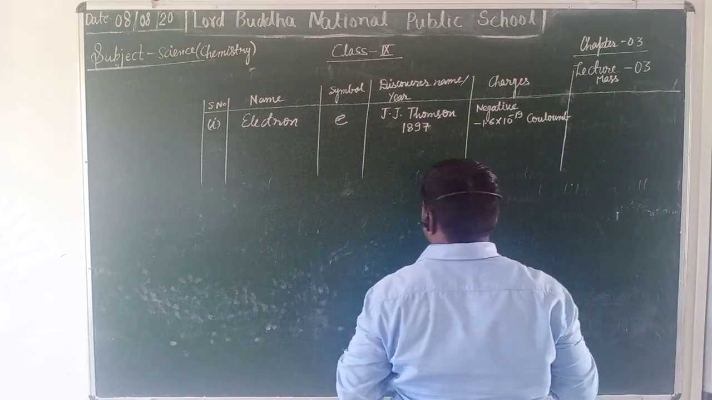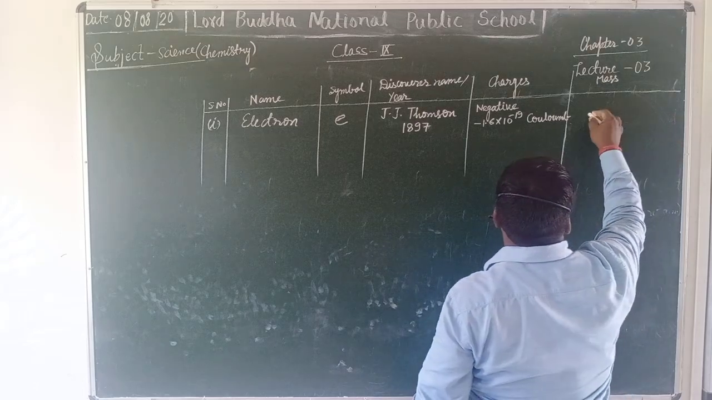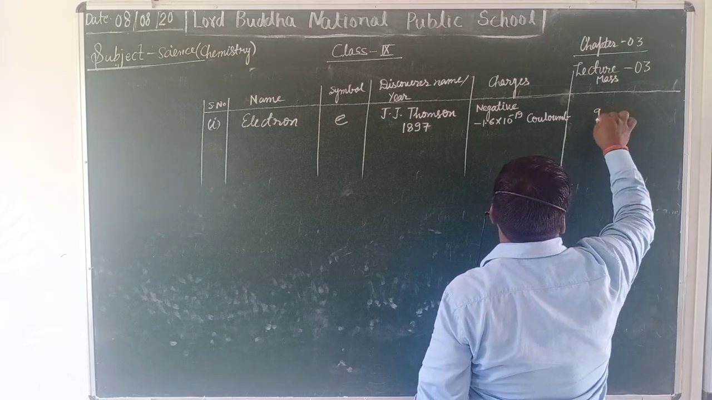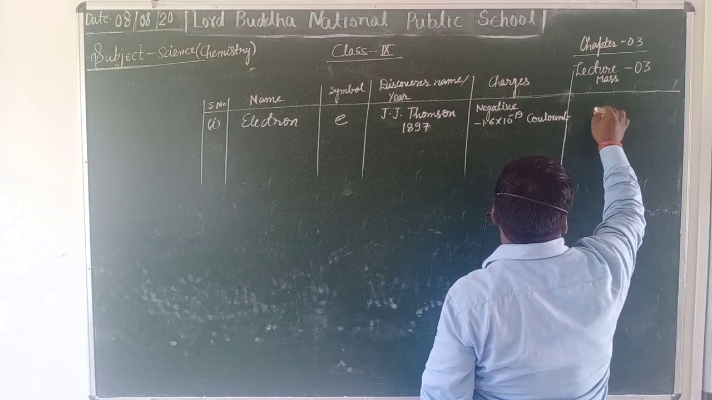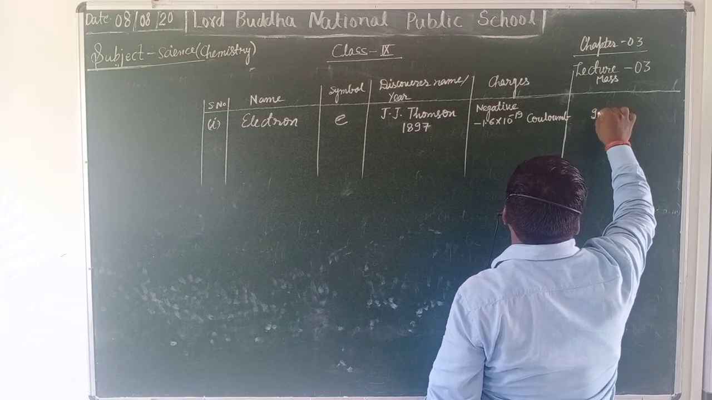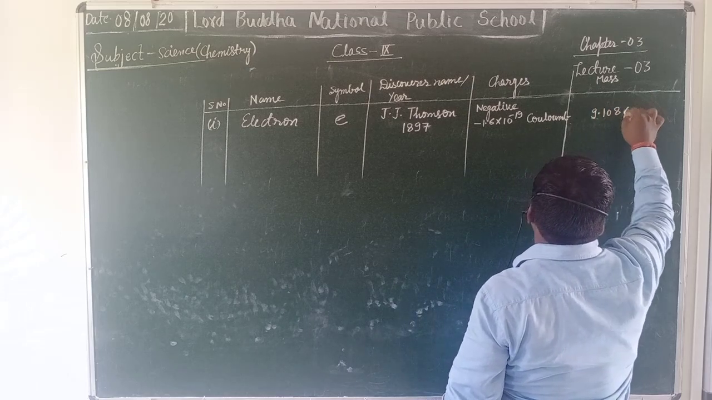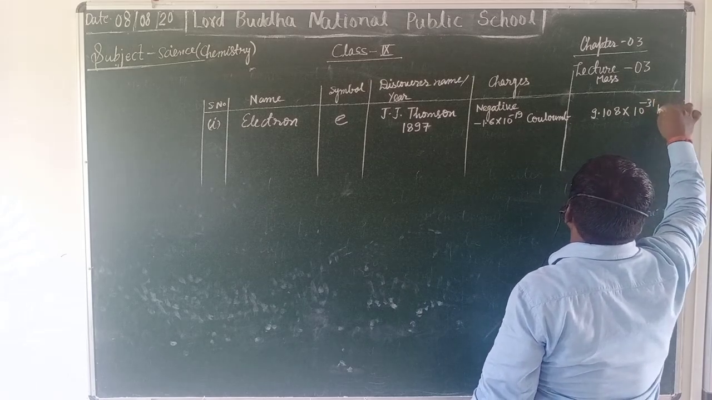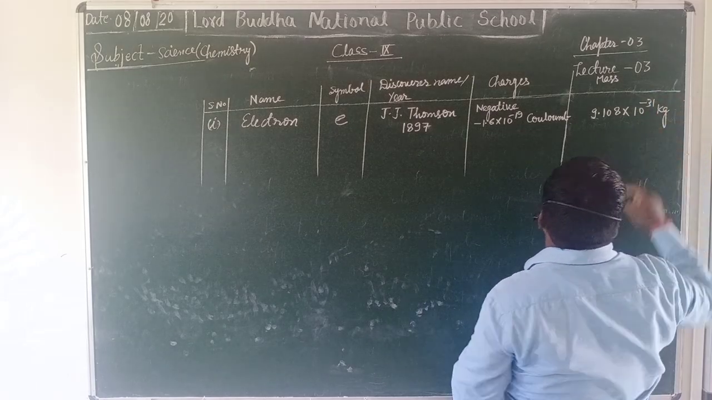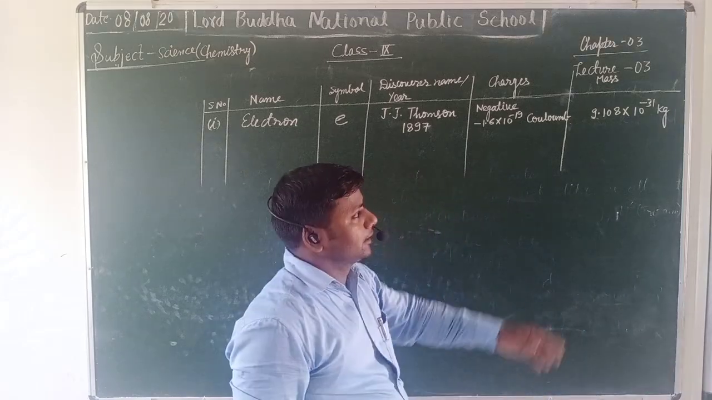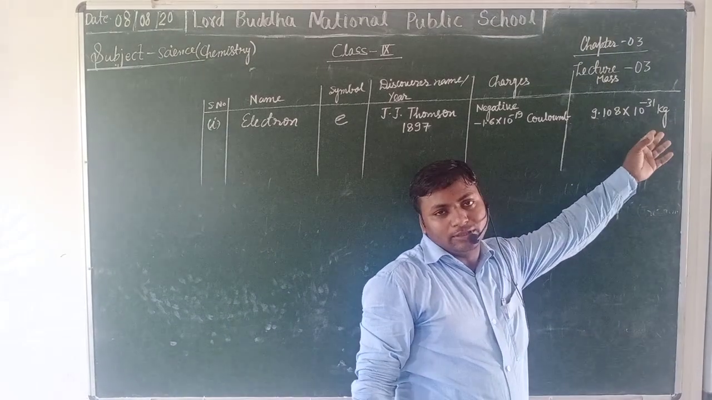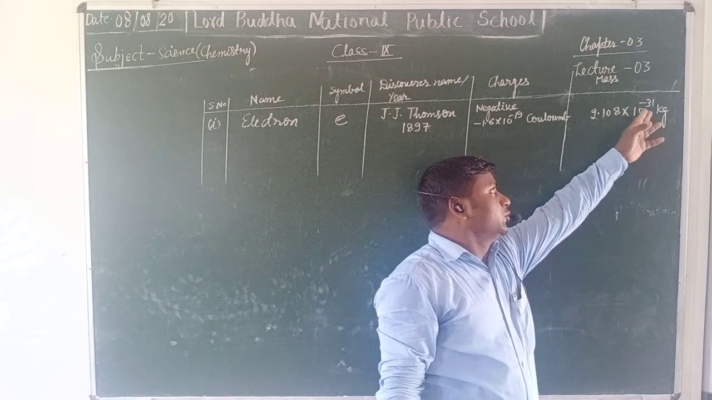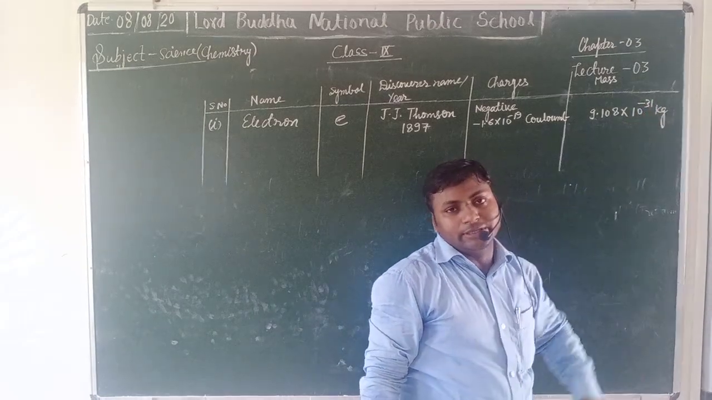Minus 1.6 into 10 to power minus 19 coulomb of negative charge is found on 1 electron. What is the mass of 1 electron? That is 9.108 into 10 to power minus 31 kg. Somewhere it is also written in grams, then you have to just multiply by 10 to power 3 to obtain 10 to power minus 28 gram.